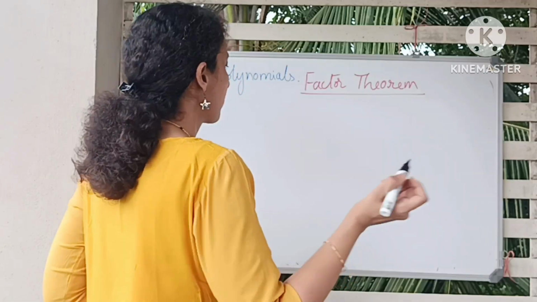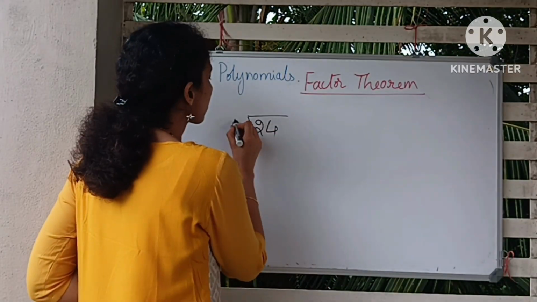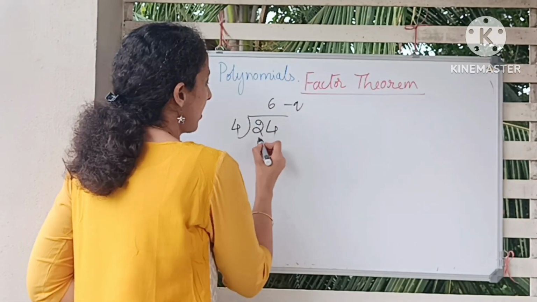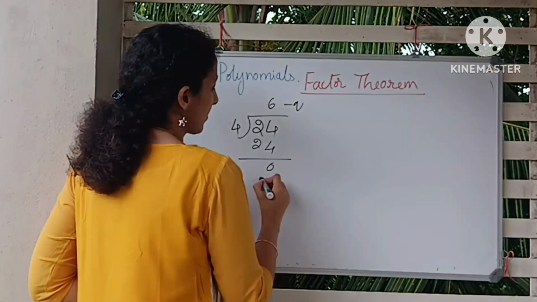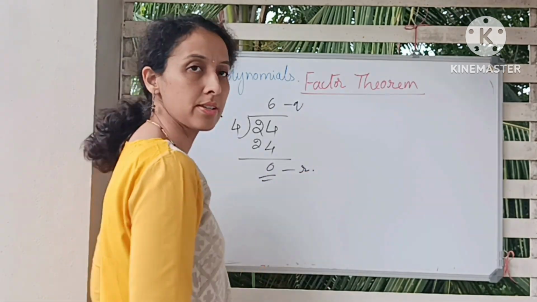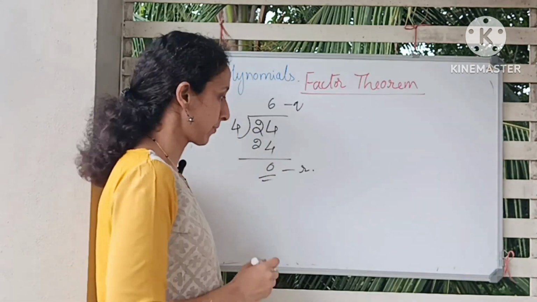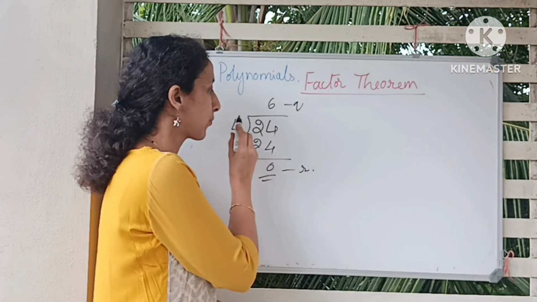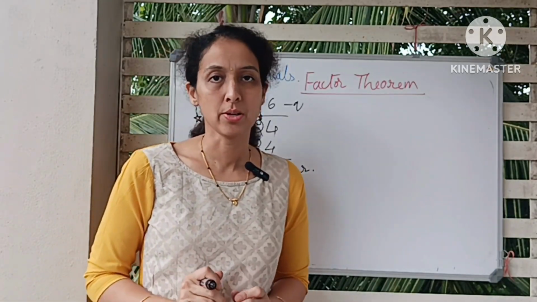We all know that. Let me take a number 24 and divide it by 4. We get 6 as the quotient and 0 as the remainder. Means 24 is fully divisible by 4, meaning remainder is 0 when 4 is the factor of 24. Same applies to the polynomials.